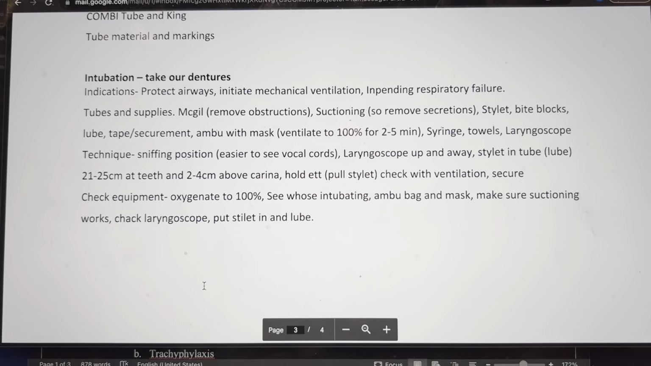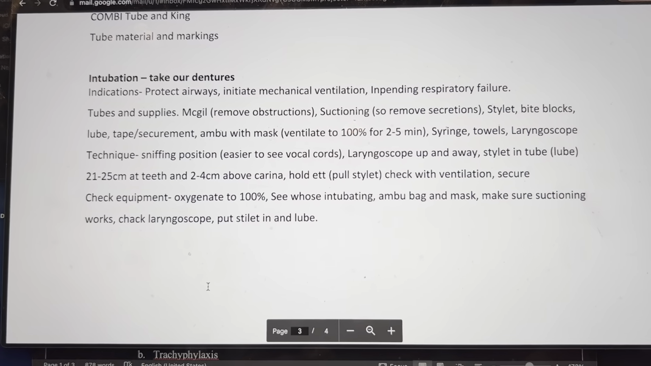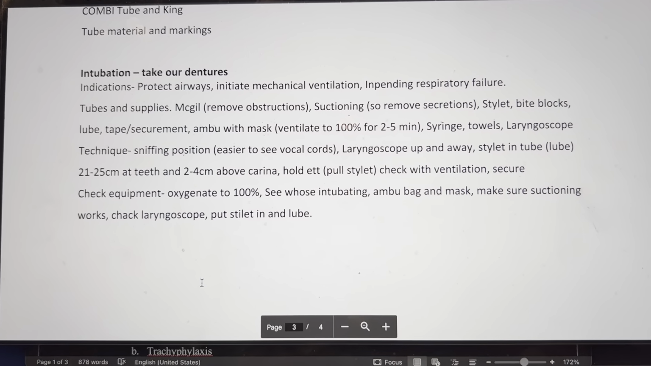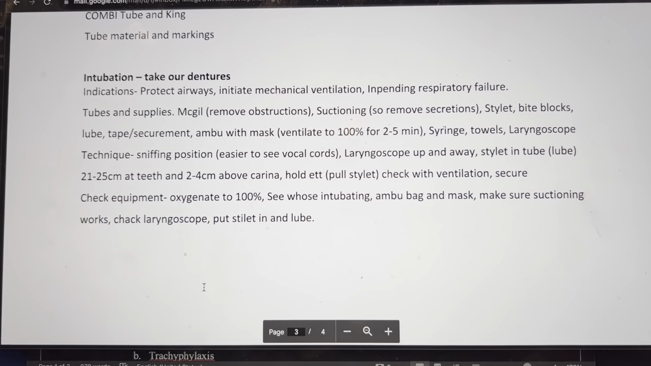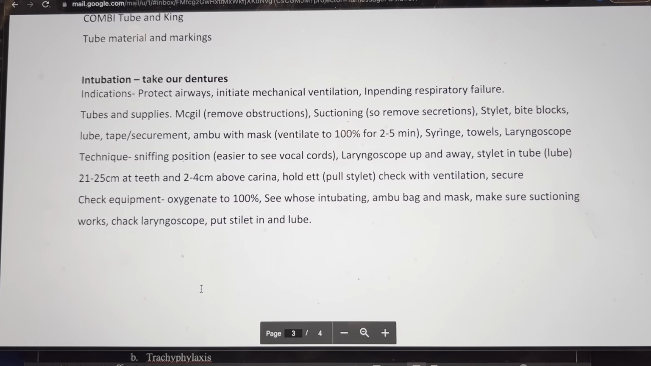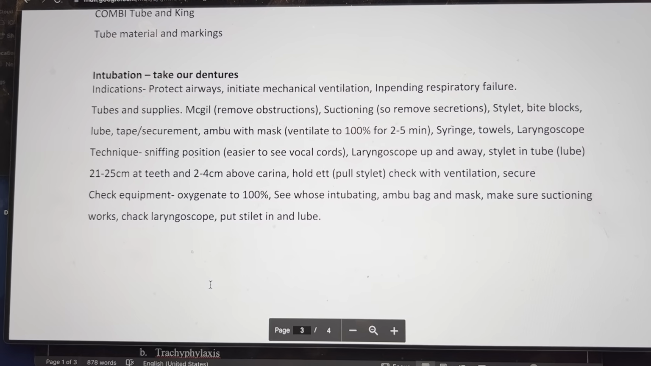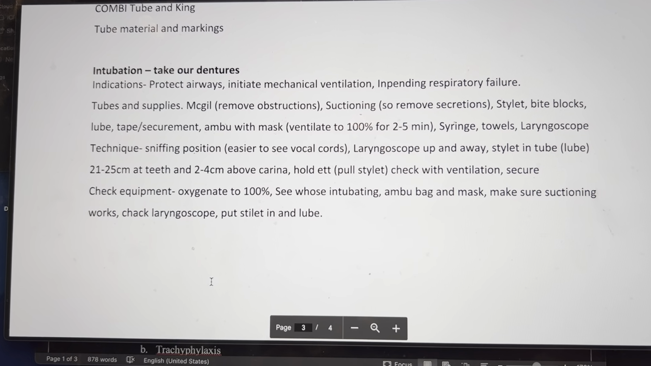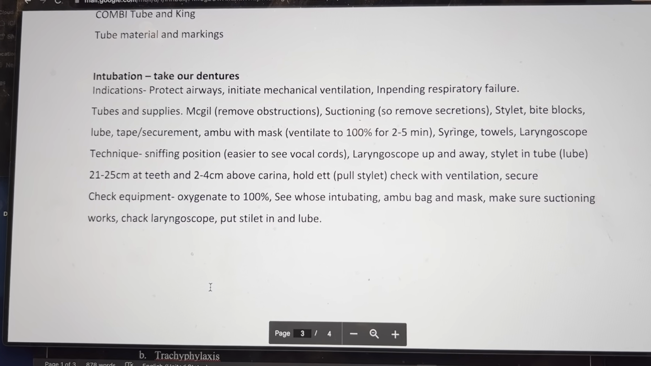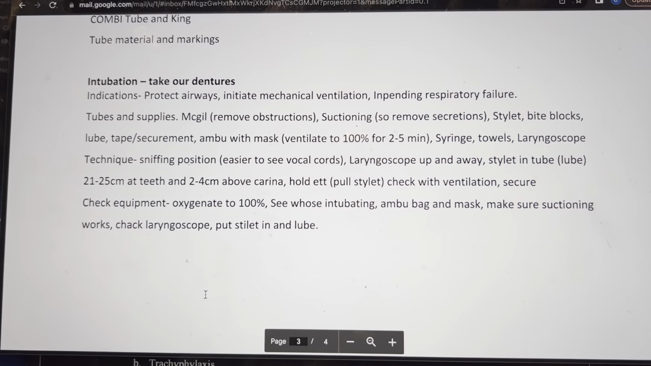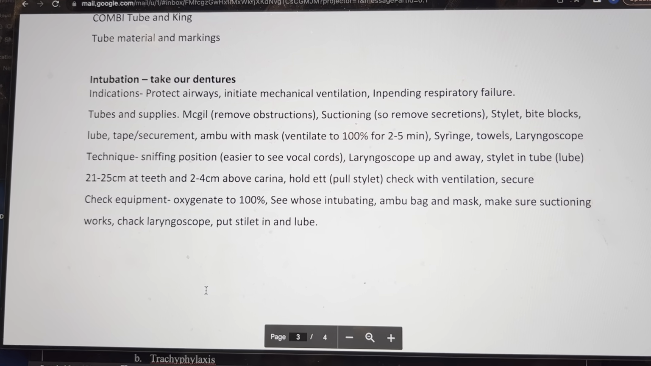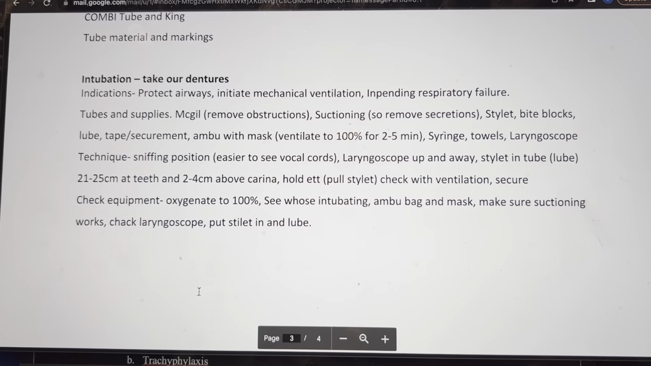Reasons we would use tracheostomies: in the throat, placed at the second tracheal ring, for facial damage, long-term ventilation, and upper airway swelling. That's it for the tracheostomy. Back to intubation: tubes and supplies.